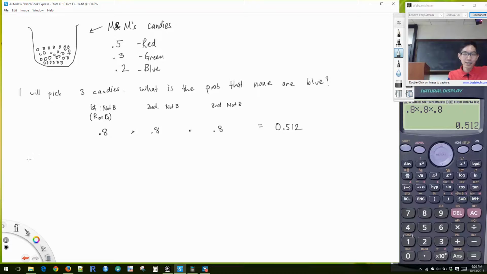Okay. Here's a question. I will pick 3 candies. What is the probability that I get at least 1 blue candy?